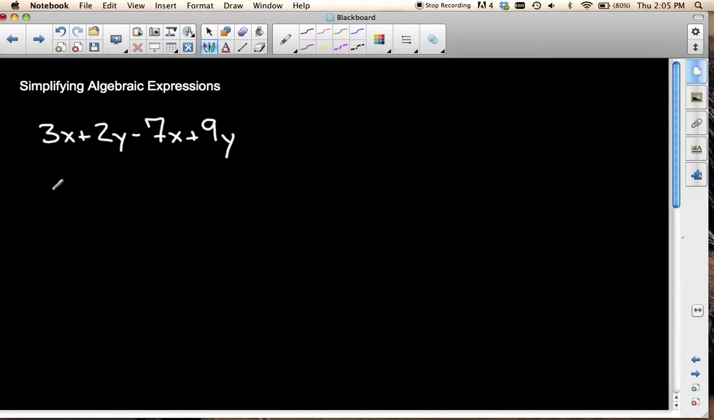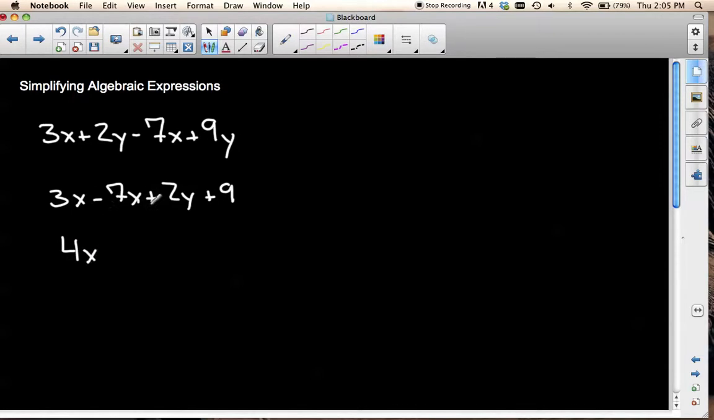In this case, we have 3x and a minus 7x. Those are my like terms. I also have plus 2y and plus 9y. These are my like terms. So if I group these together, I'm now able to add them because they have the same variable and the same exponent. If I have 3x minus 7x, 3 minus 7 will give me negative 4x.